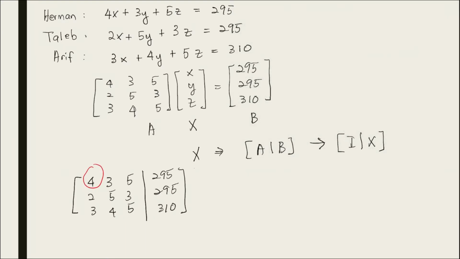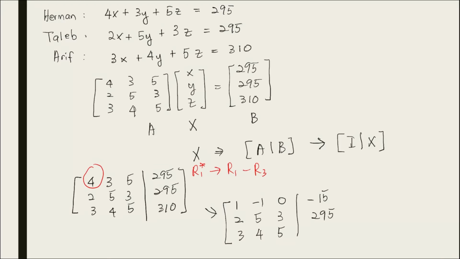I'm going to change the first element into 1. So how do we make 4 into 1? Row 1 new is row 1 minus row 3, then I could get 1 there. So this will be 1, negative 1, 0, negative 15. The other 2 rows, just copy back: 2, 5, 3, 295, and 3, 4, 5, 310.